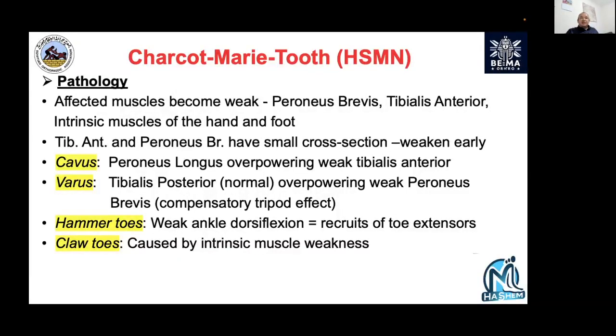Cavus happens because, as we agreed, peroneus longus, which is a plantar flexor of the first ray, overpowers the tibialis anterior, which is a dorsiflexor of the first ray. And varus happens because the tibialis posterior, which is normally an inverter, overpowers the peroneus brevis, which is normally an everter. The hammer toe happens because weak ankle dorsiflexors recruit the toe extensors, as we agreed, and the other cause of claw toe specifically in Charcot-Marie-Tooth will be weak intrinsic muscles of the foot.